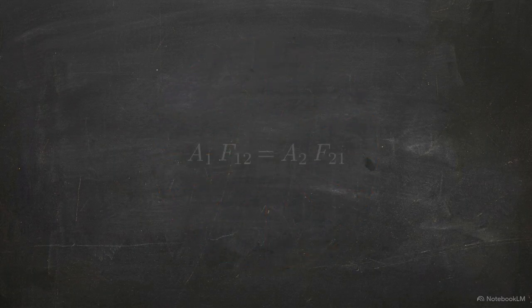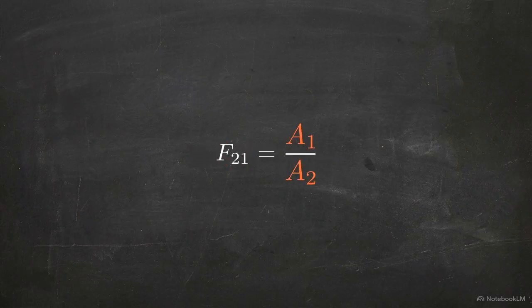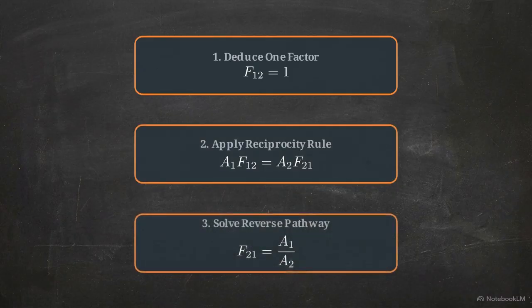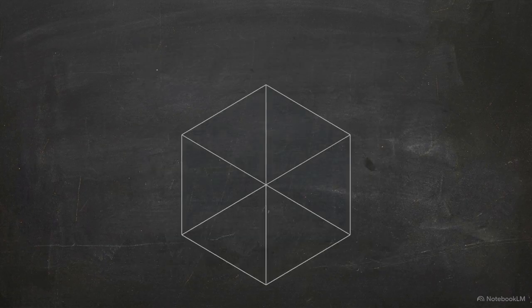Now we can use the reciprocity equation to find the reverse path. We substitute a 1 for F12 and immediately see that the reverse view factor, F21, is simply the area of the inner sphere divided by the area of the outer sphere. This demonstrates that even in closed systems, we don't have to calculate every interaction from scratch. If you can logically deduce just one guaranteed view factor, the reciprocity rule allows you to solve for the reverse pathway mathematically.